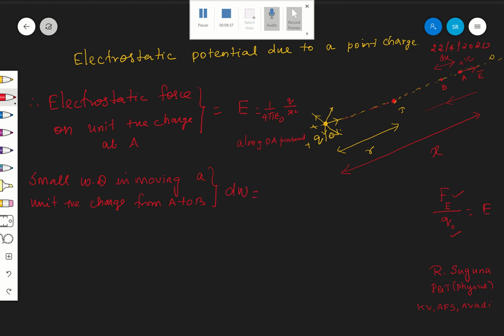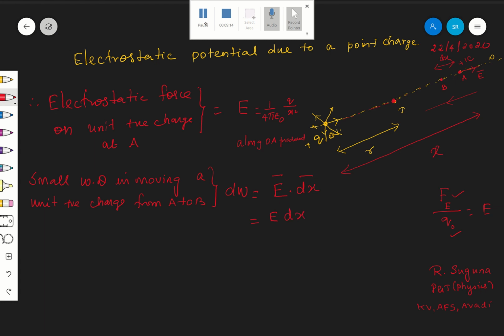What is dW? It is nothing but F dot dx. F is nothing but E now. Why? Force acting on a unit positive charge, therefore I can take that force as E. Force by unit charge. Hope you are following. We are going step by step. It is F dot dx divided by Q naught, because it is a unit positive charge. Therefore, F by Q naught becomes E dot dx, that is nothing but E dx.